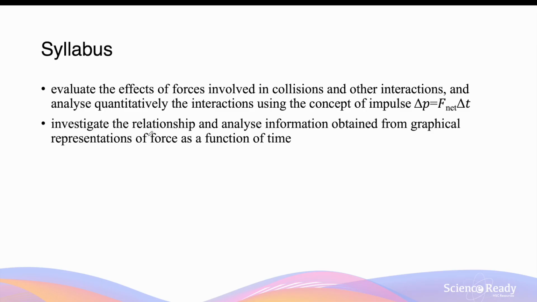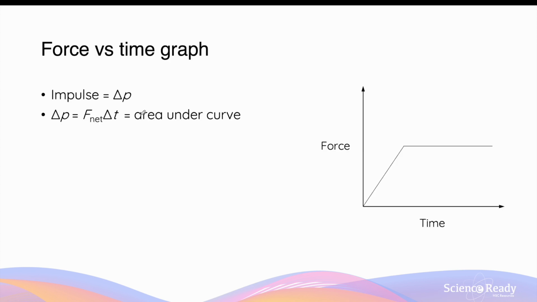Hello everybody, this video is on force versus time graphs. Previously, in the video about impulse, we discussed that impulse in physics refers to the change of momentum of a mass in motion. We also discussed that impulse is given by the net force applied on an object multiplied by the time duration over which the force is applied. So we can also say that the change in momentum, which is impulse, equals the product of force and time.